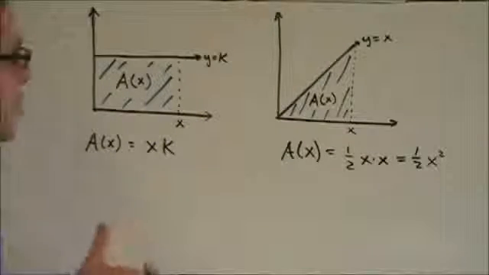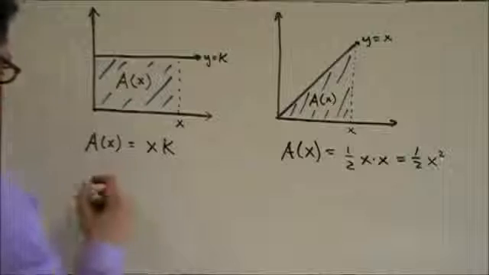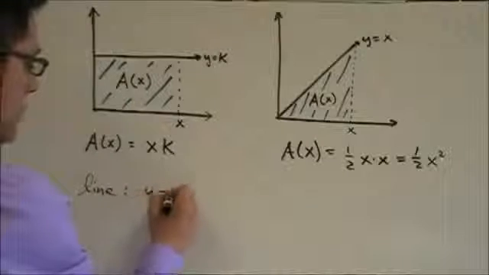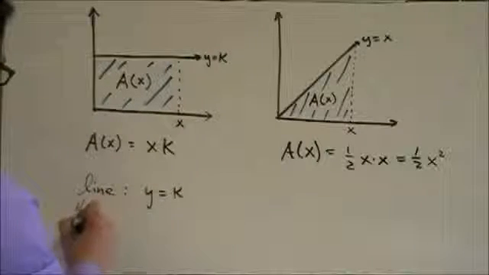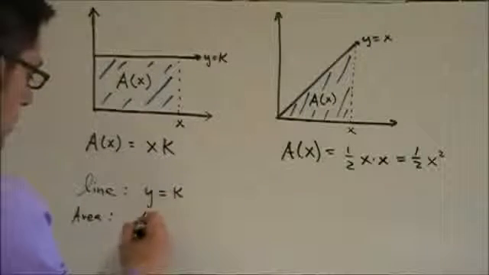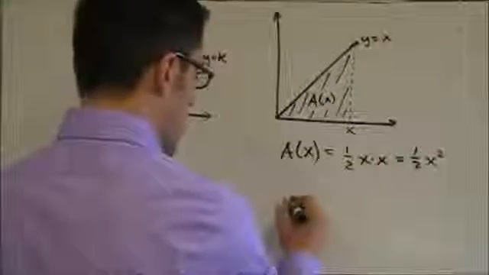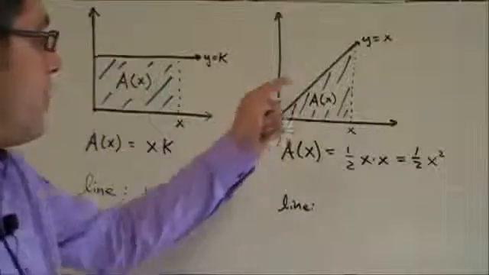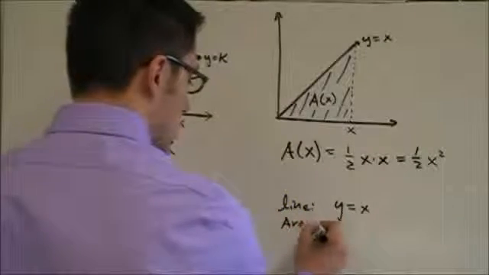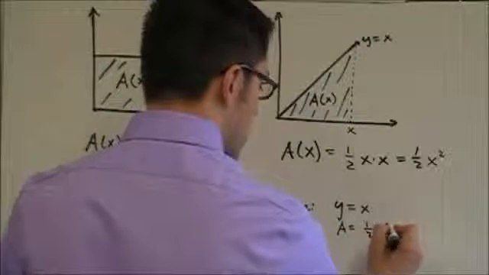And I want to show you the relationship between this area and, in fact, the equation of the curve. So let me write this down. The line, or the curve, is, in this case, given as y equals k. The area, which we just determined as a function of x, is kx. I'll call it A for area; it's just k times x. Over here, the function is y equals x. And again, we computed the area right up here as a function of x. I'll call it A. It's equal to 1/2 x squared.